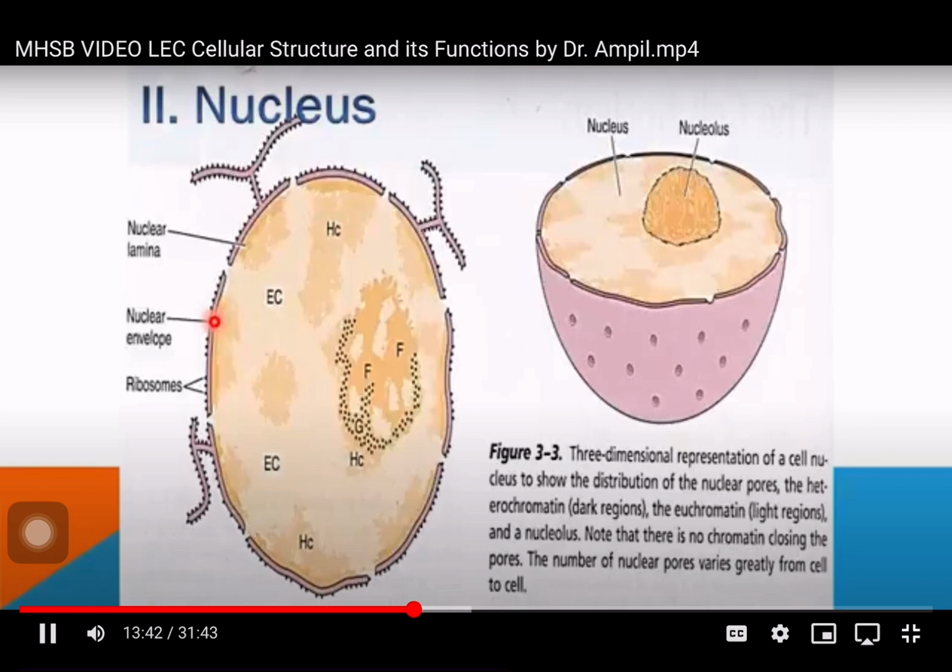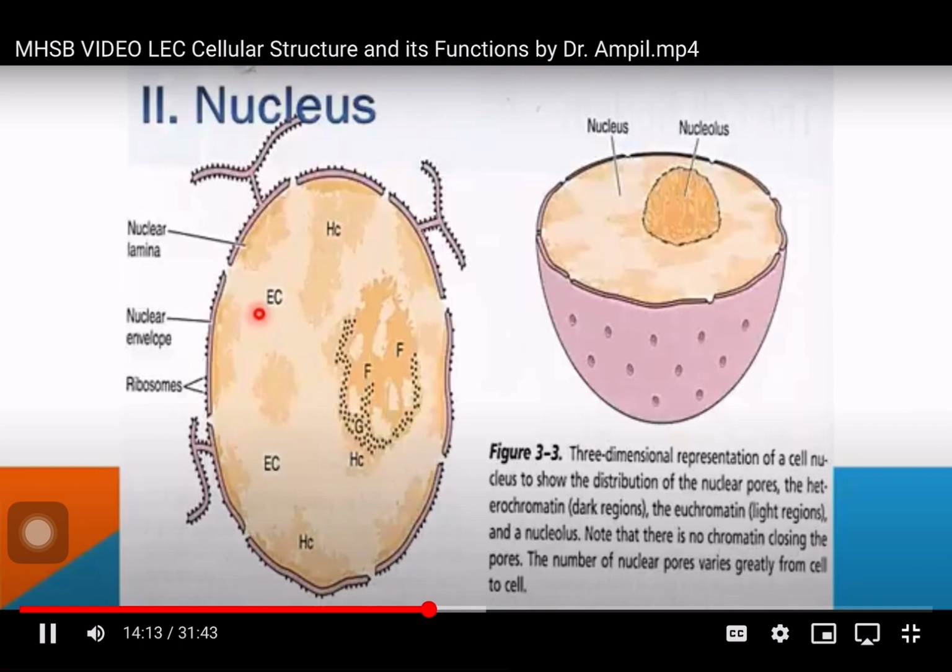that help stabilize the nuclear envelope. At some points along the nuclear envelope, the outer nuclear layer fuses with the inner nuclear layer, forming openings known as nuclear pores. It is through the nuclear pores that substances from the nucleus go into the cytoplasm, or from the cytoplasm go to the nucleus.